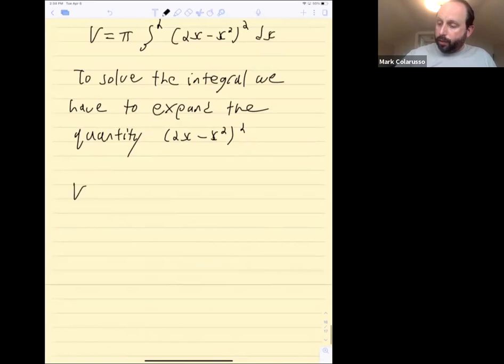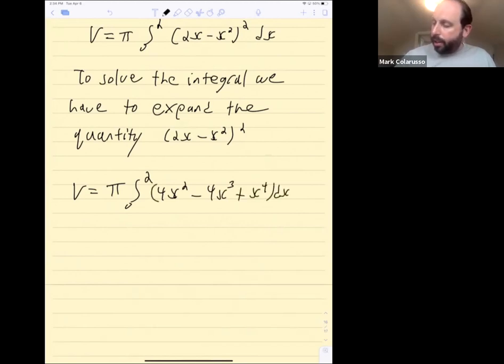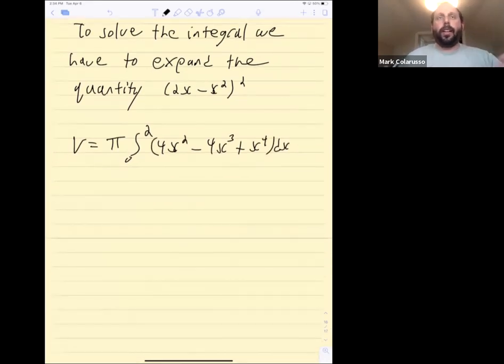So what do we get? The volume is pi times the integral from 0 to 2 of 4x squared minus 4x cubed plus x to the fourth dx. And now we can use our sum rule, etc. I'm going to skip that step because eventually you get to the point where you can do these two steps interchangeably. I can recognize that I need to compute a sum or difference of different antiderivatives. I can write it out in terms of the integral, or I can just do it in my head and do it all at once.